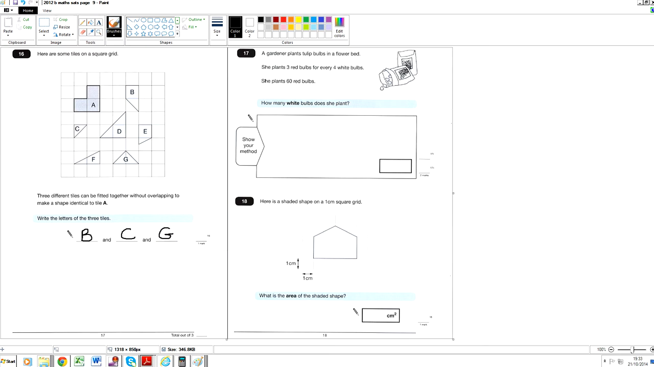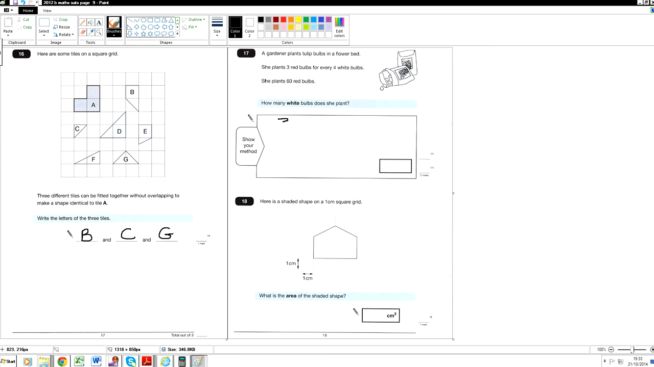Number 17, a gardener plants tulip bulbs in a flower bed. She plants 3 red bulbs for every 4 white bulbs. She plants 60 red bulbs. So let's have a look. For every 3 red, she plants 4 white. And she plants 60 red bulbs.